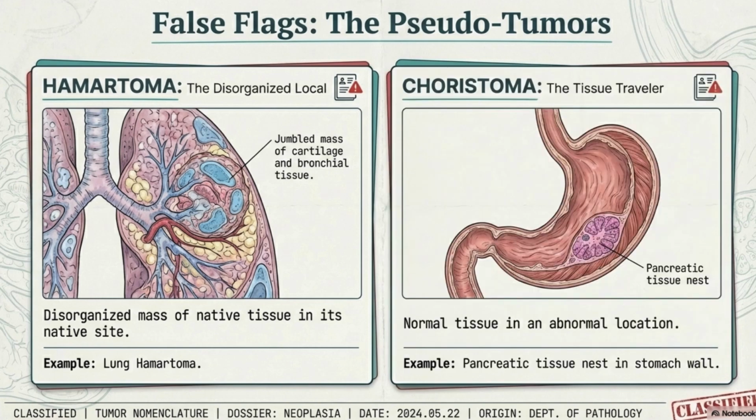Choristoma. Normal tissue in an abnormal location. For example, a small nest of pancreatic tissue in the stomach wall. Think of it as a tissue traveler.